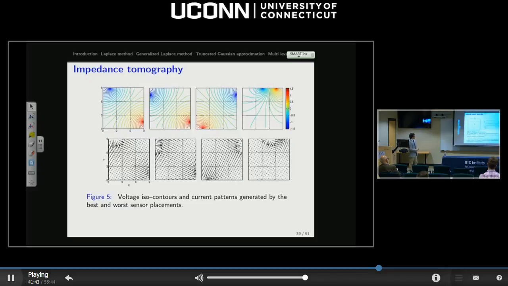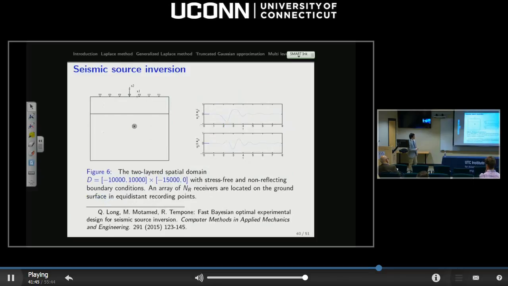And another example is seismic source inversion. You have a square domain. You want to measure the parameters of the source of the earthquake, for example, the location of the earthquake, the magnitude of the earthquake, the starting time of the earthquake, and the frequency of the earthquake.